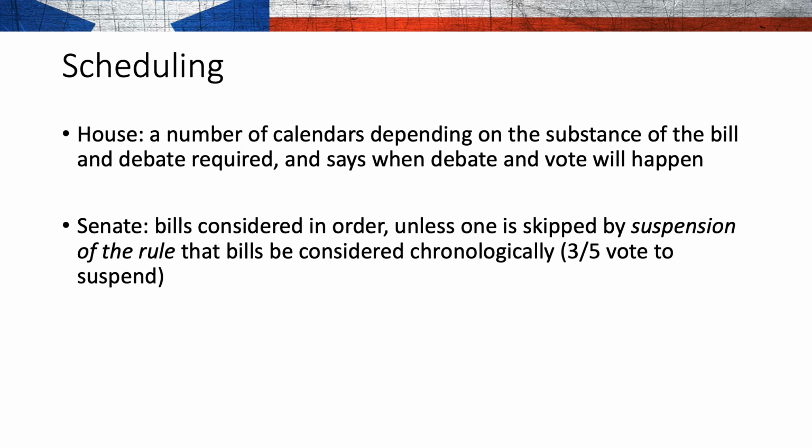Unless, of course, there can be a suspension of the rule that says one bill kind of gets skipped or can leapfrog. 3/5 of the Senate has to vote to suspend the rule, meaning that the bill gets to leapfrog the other bills and get considered. And otherwise, bills are considered chronologically, not by however they're scheduled on a calendar.